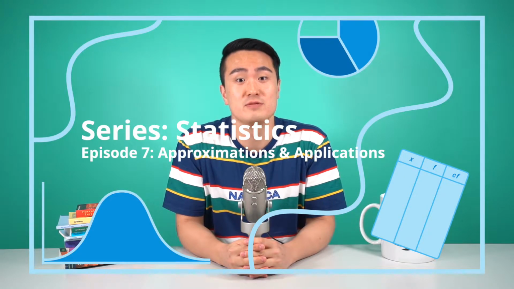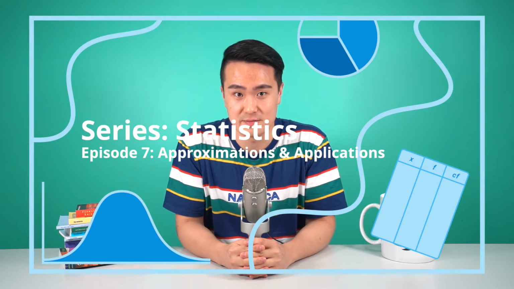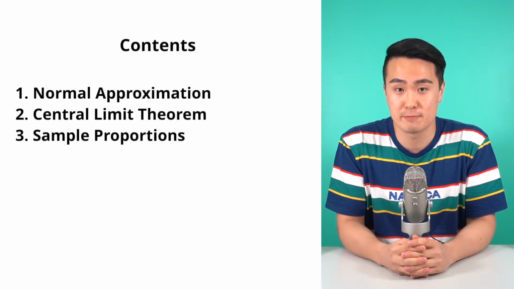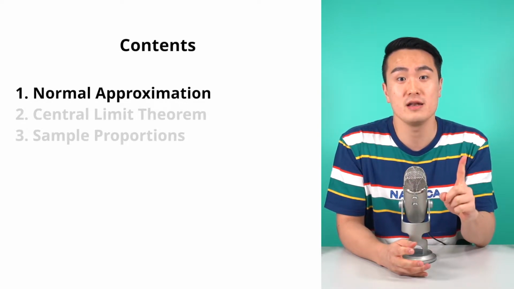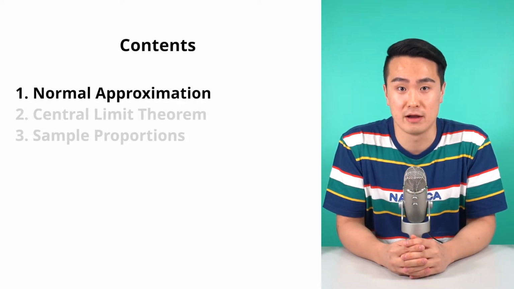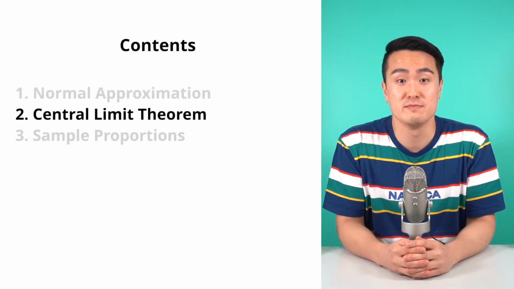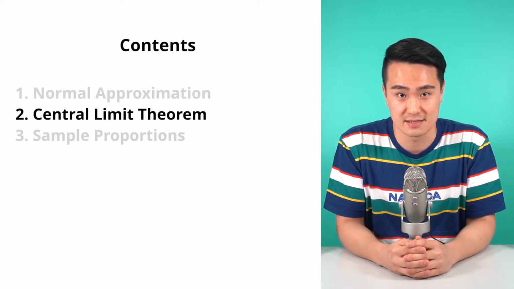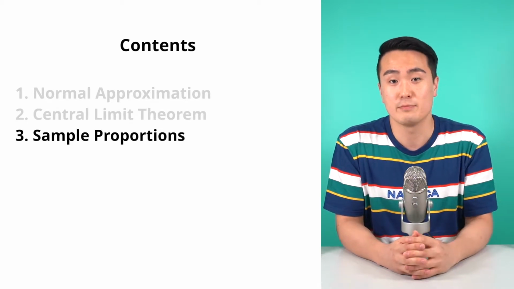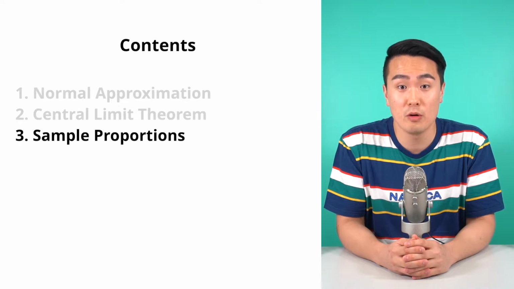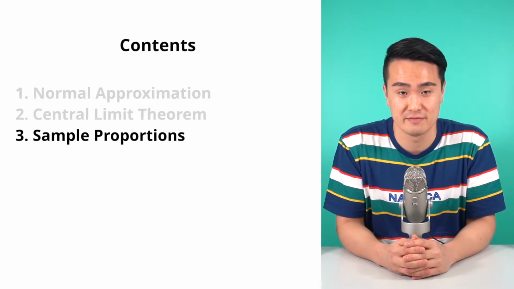Today we'll grapple with various applications of the distributions we discovered throughout our series. So in this episode we'll be grappling with three topics. Number 1, the normal approximation to the binomial distribution. Number 2, the central limit theorem, which is the most misunderstood theorem in statistics. And finally, number 3, sample proportions, which is what we're more interested in real life.